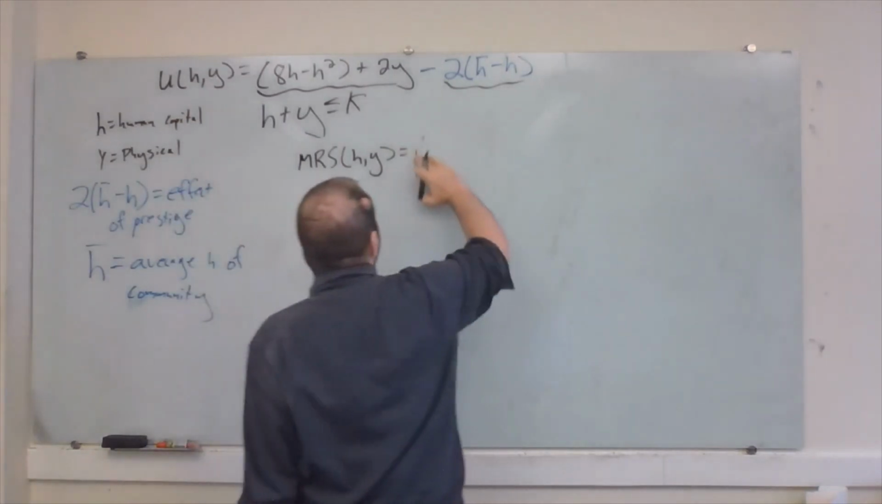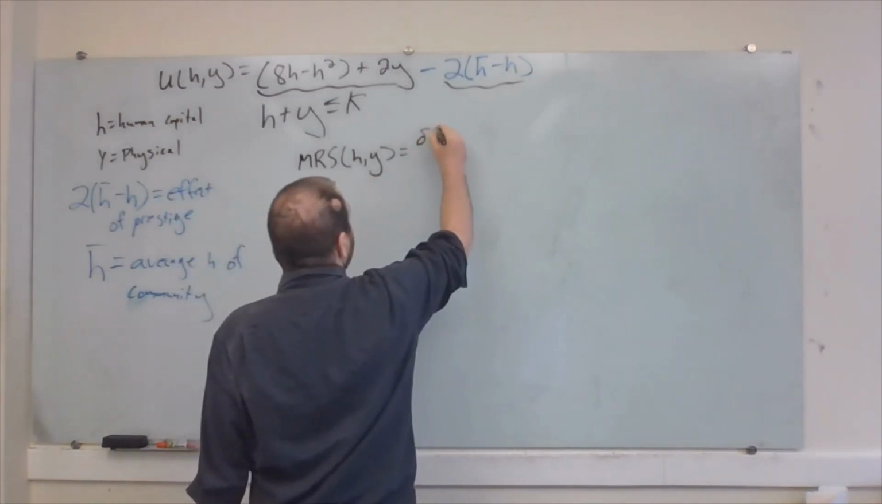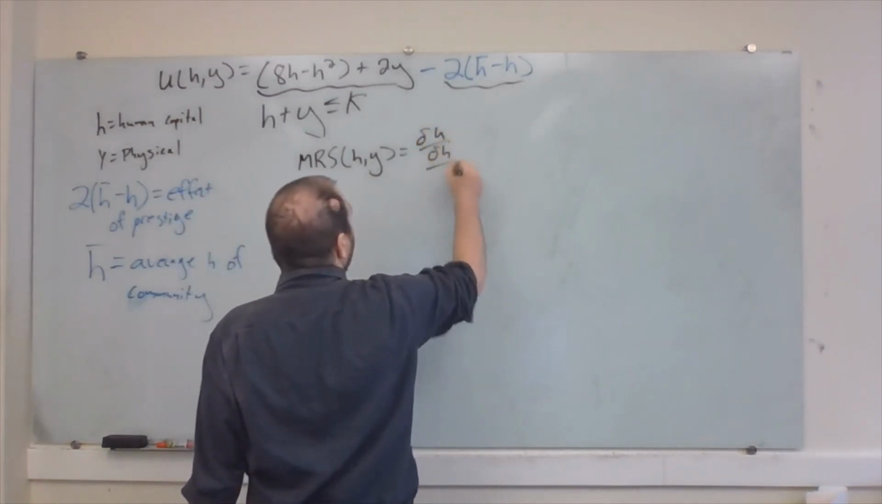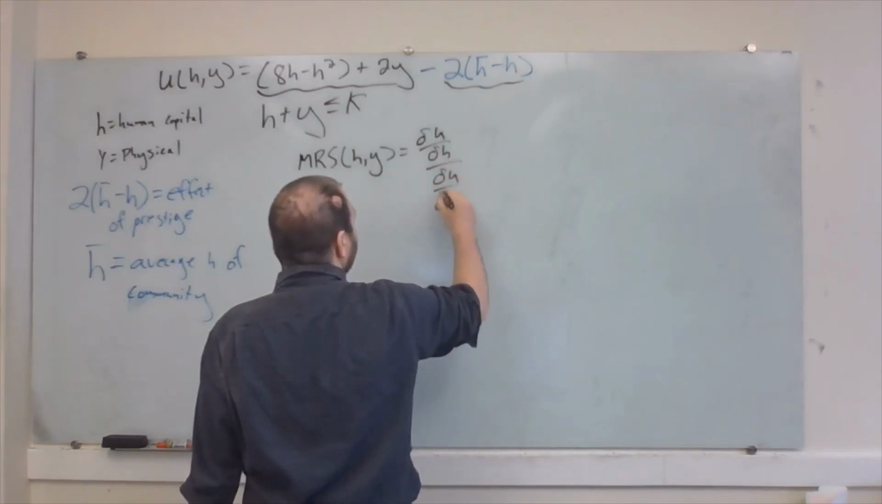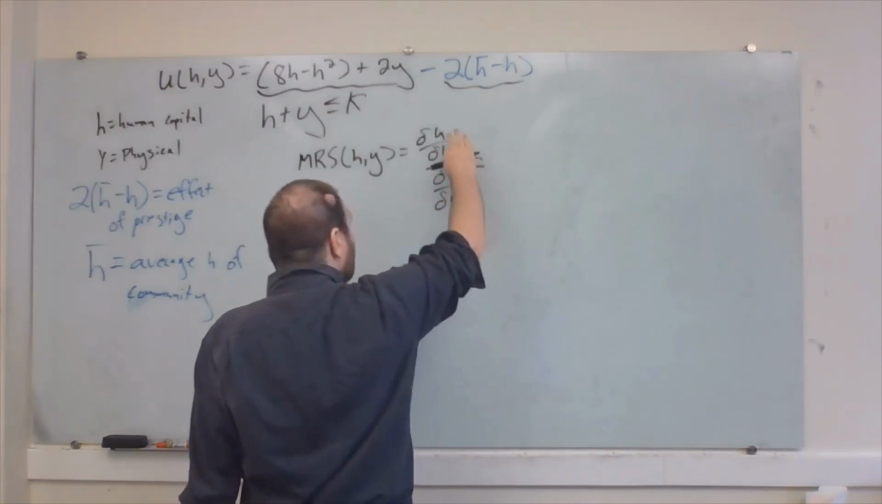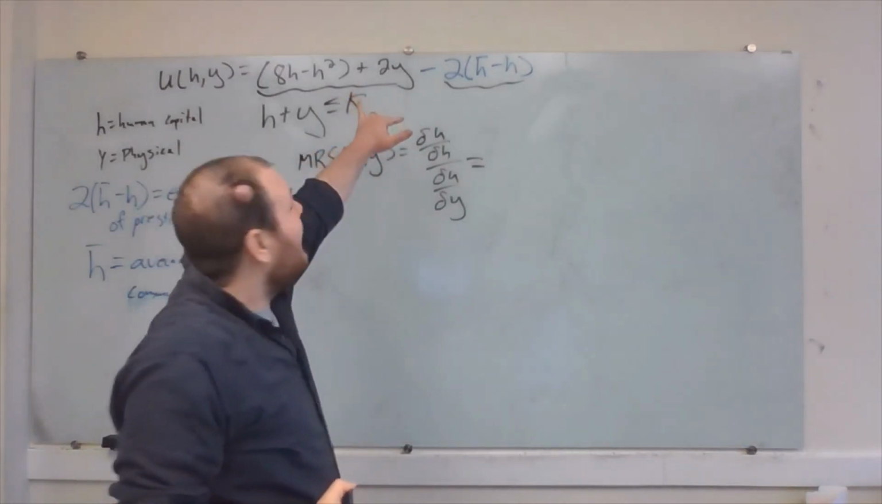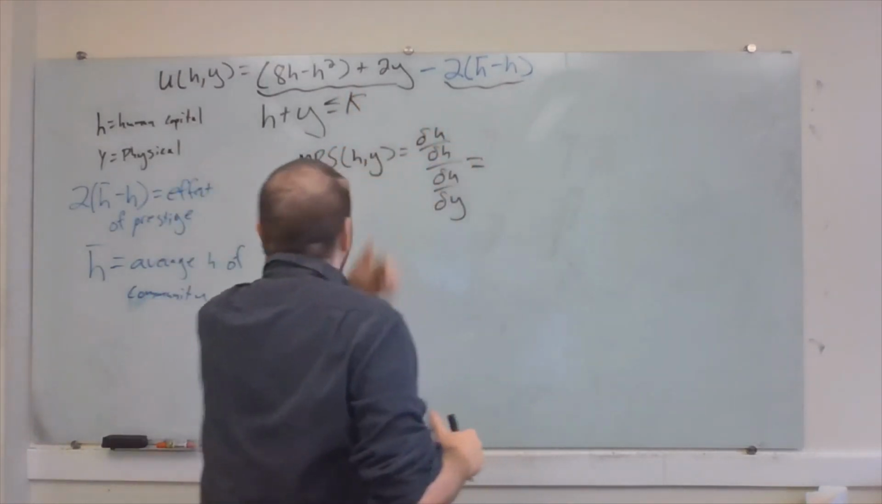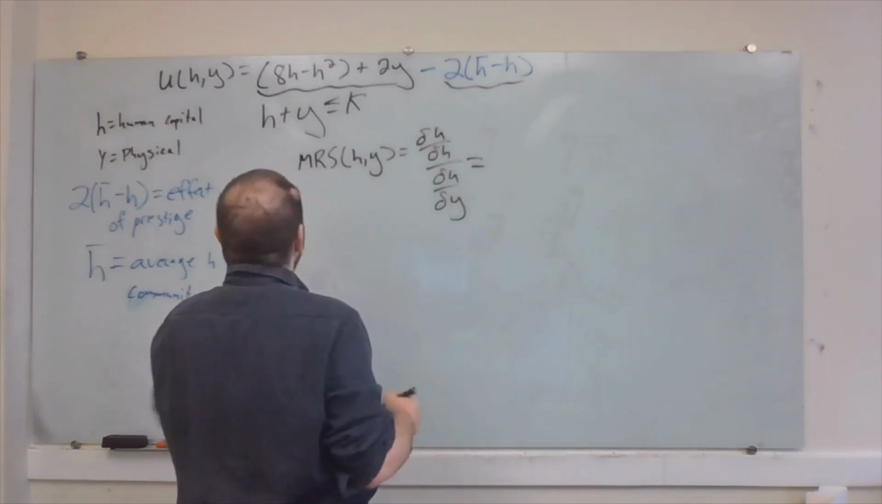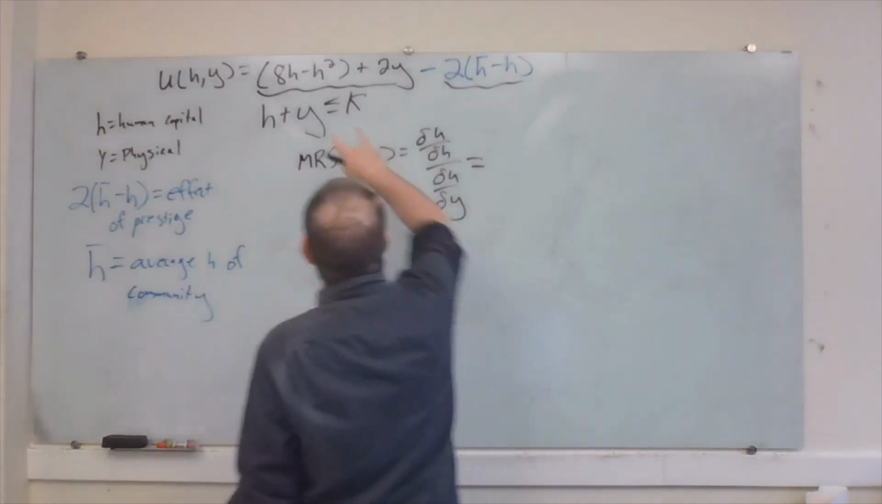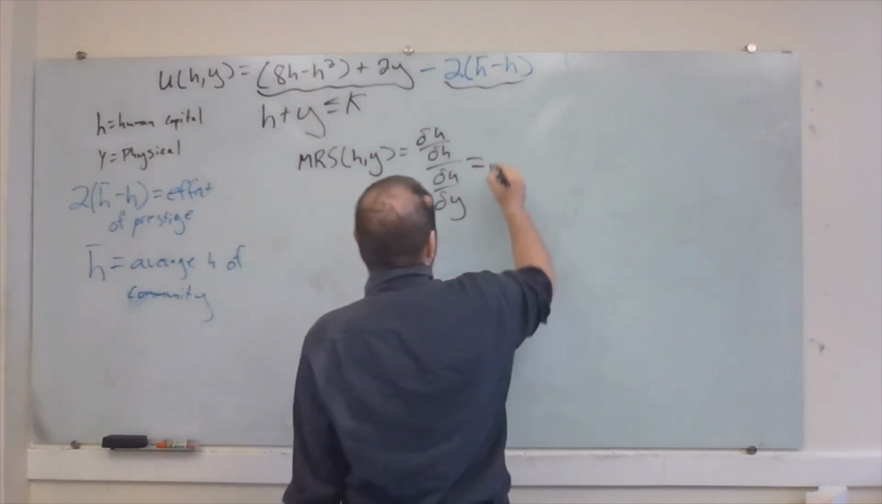So we're going to say our MRS is still going to be du dh over du dy, right? But now du dh is going to have your individual component and it's going to have your social component. So we can think about du dh as being the derivative of this thing with respect to h.